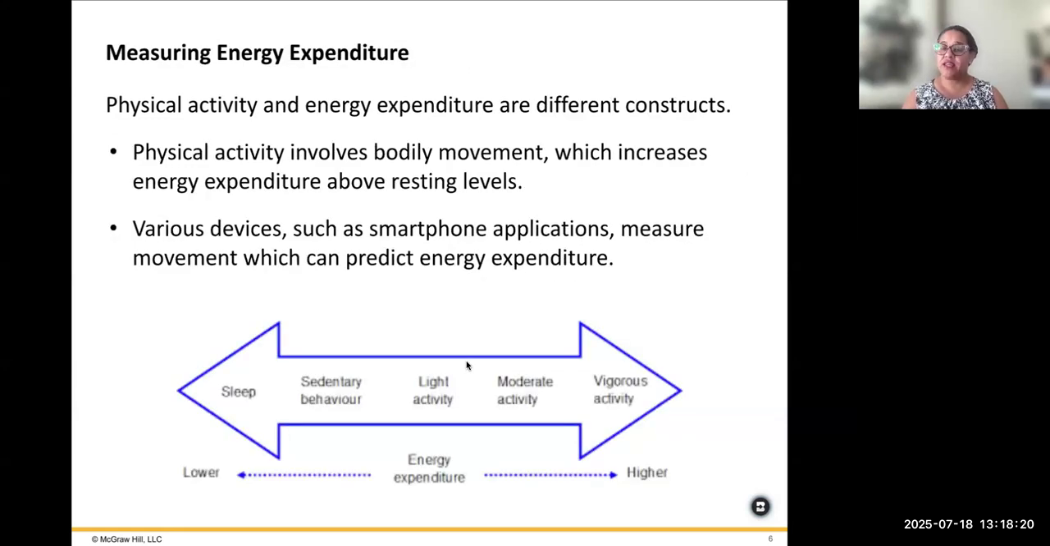So physical activity and energy expenditure are actually different things. Physical activity involves bodily movement, which increases energy expenditure above resting levels. There are various devices, such as smartphone applications, that measure movement, which can predict energy expenditure. And of course, the more vigorous the activity, the more energy we are going to expend.